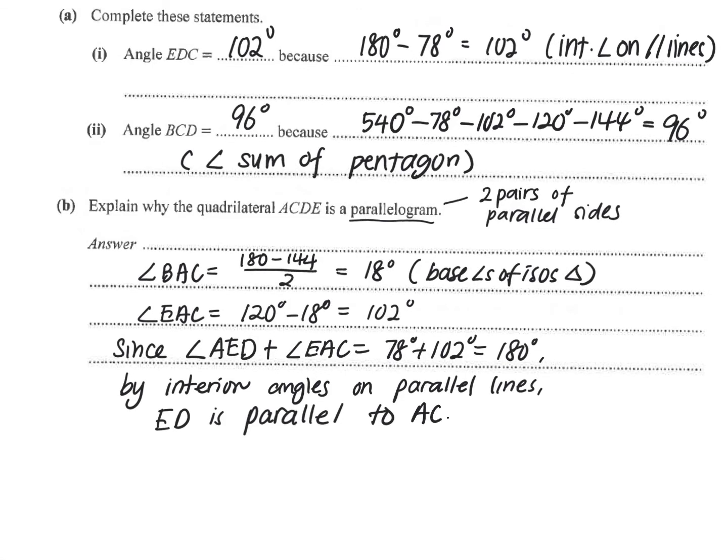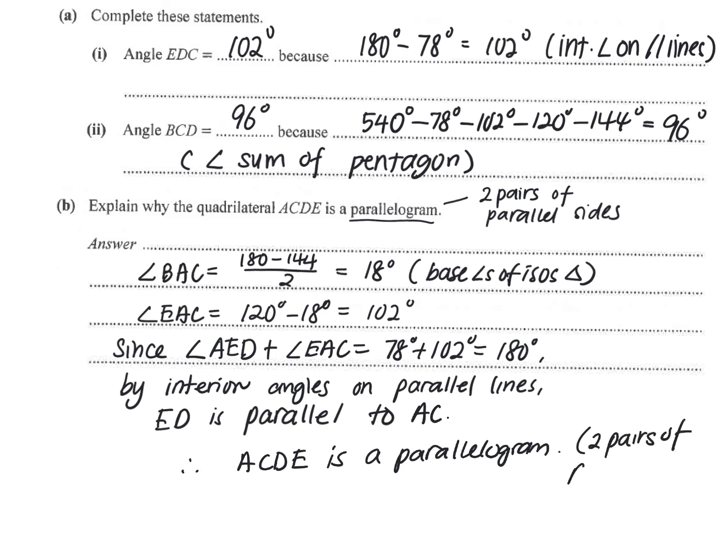Since this is a pair of parallel lines and the other pair of parallel lines is given to us, therefore ACDE is a parallelogram, with two pairs of parallel lines.